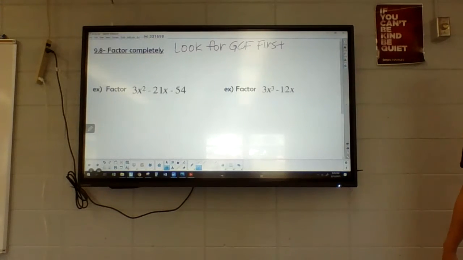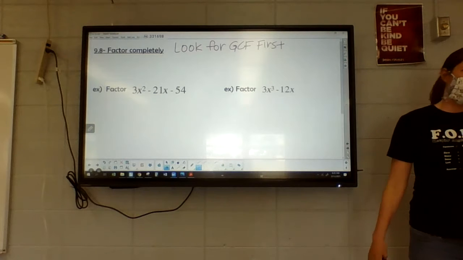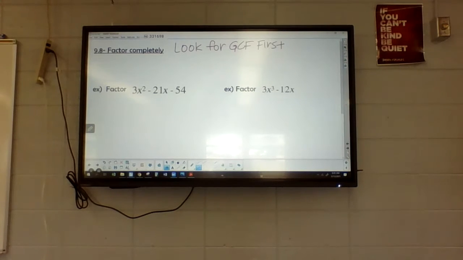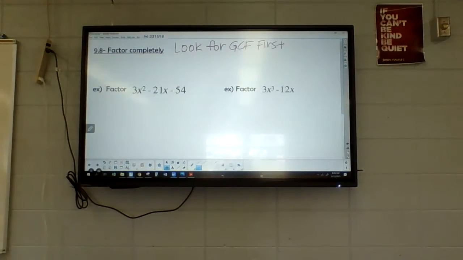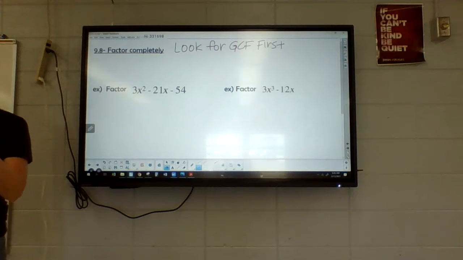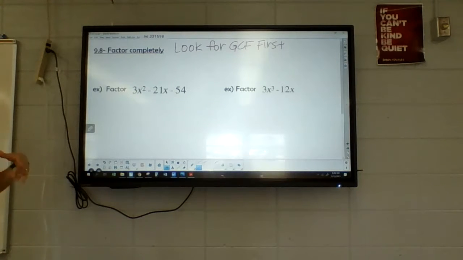On Monday we're going to do a chart that talks about all the different types of factoring. This worksheet, these last few problems, really take us through all the different types of factoring. I probably should have done that chart with you today, but hindsight. Anyway, we'll do it without. We'll just remind you of the different types. Look for the GCF first. On all problems, you should always be looking for that GCF first.